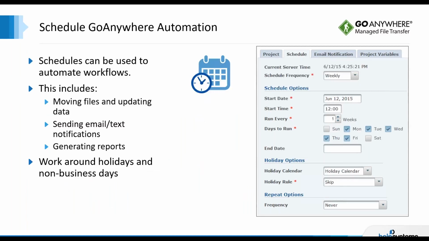Now, what about scheduling? When do I need this particular job to run? GoAnywhere does provide you with ways to schedule these automations. So when I define a workflow, I'm actually defining the whole piece. The project is just part of it. That's just telling me what to do. I have to have something that triggers that project to execute.